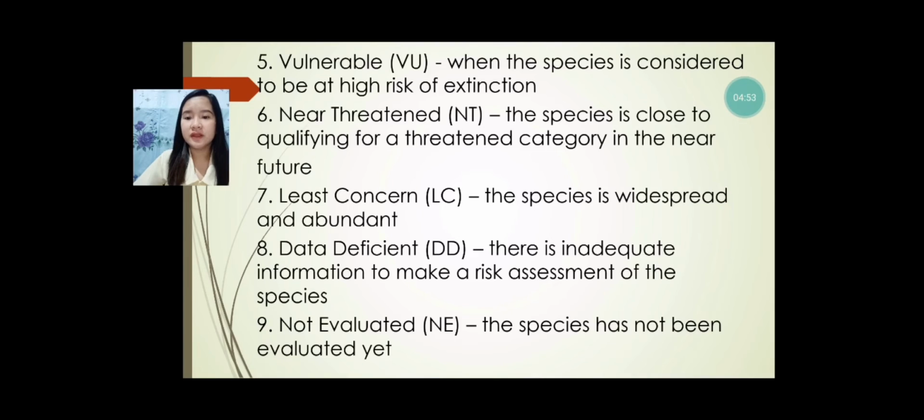Number 7, least concern. The species is widespread and abundant. Examples are Conus berberi and giant reed. Number 8, data deficient. There is inadequate information to make a risk assessment of the species. Examples of this are Vicente's poison frog and cherry palm. And the last one is not evaluated. The species has not been evaluated yet.